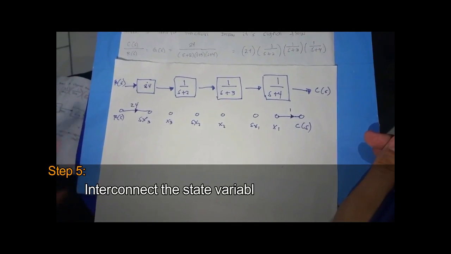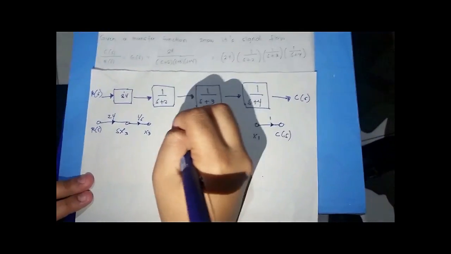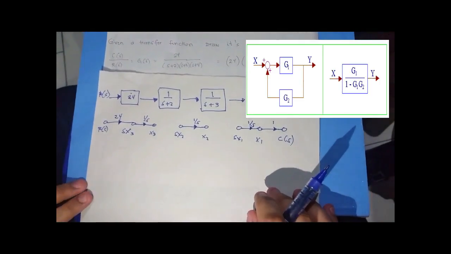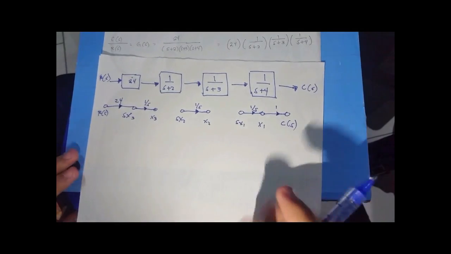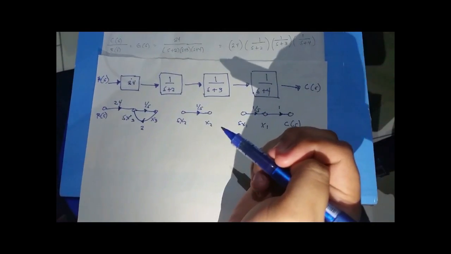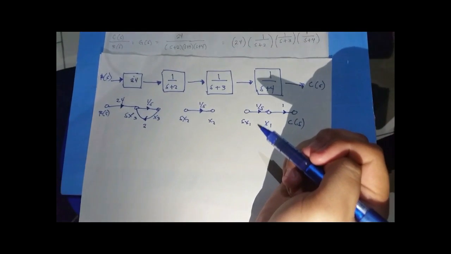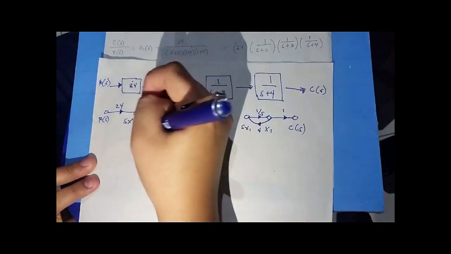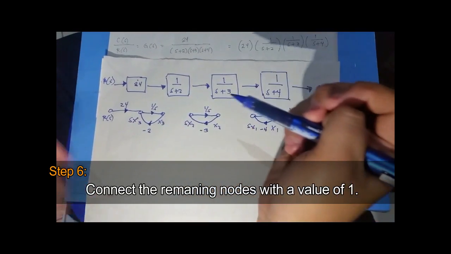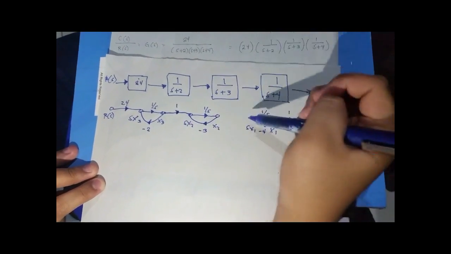Interconnect the state variables and their derivatives with the defining integration 1 over s. So from the rule of simplifying block diagram, we can actually say that there is a feedback from x of 3 to x of 3, which is 2. This also applies to x of 2, which is 3, and x of 1, which is 4. And we will connect the remaining nodes with the branch with a value of 1.